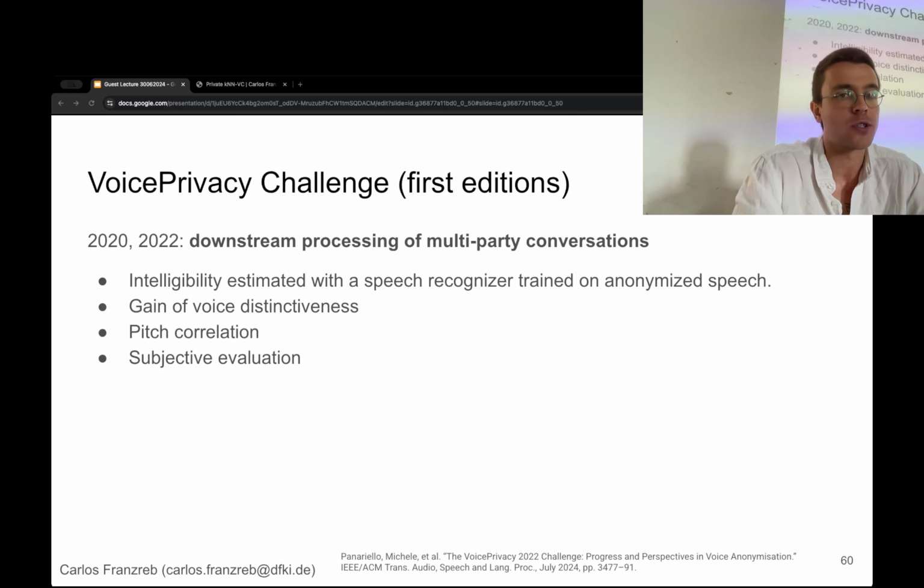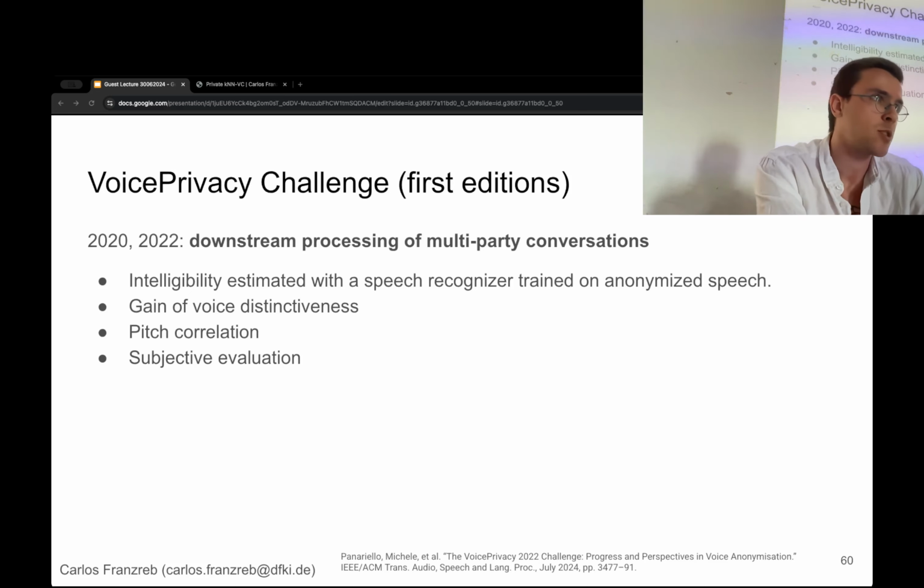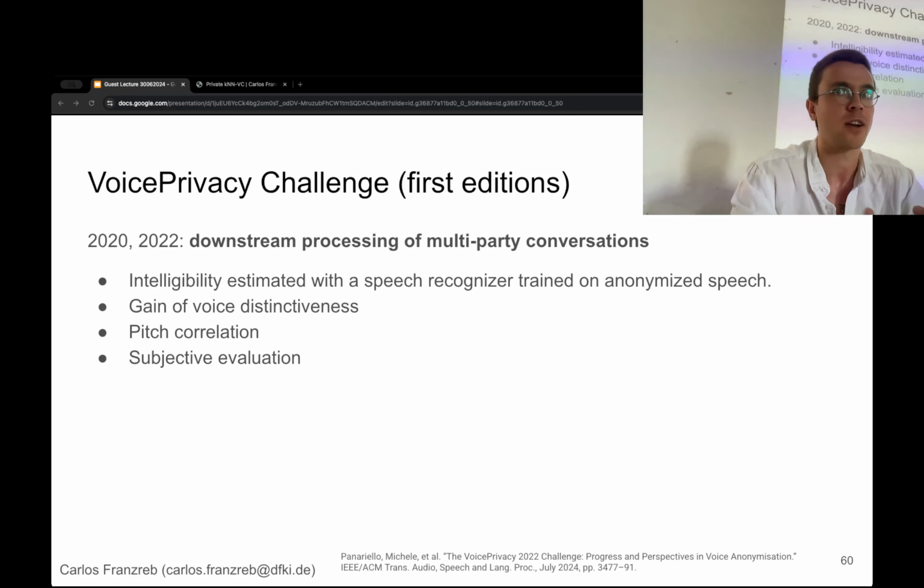And they were also focusing on multi-party conversations, which requires us to always anonymize one speaker with one voice, and that voice has to be different from the others for the speakers to be distinct and the conversation to really make sense for us.